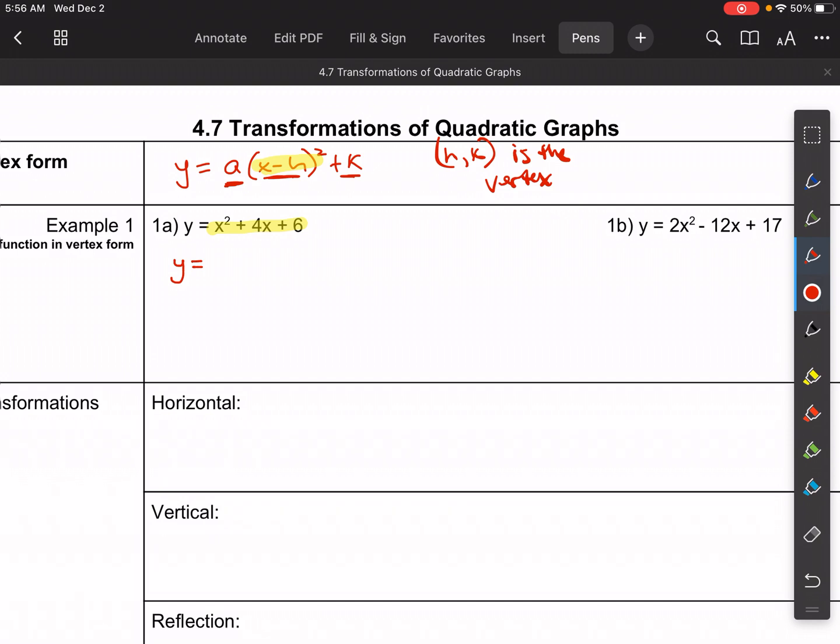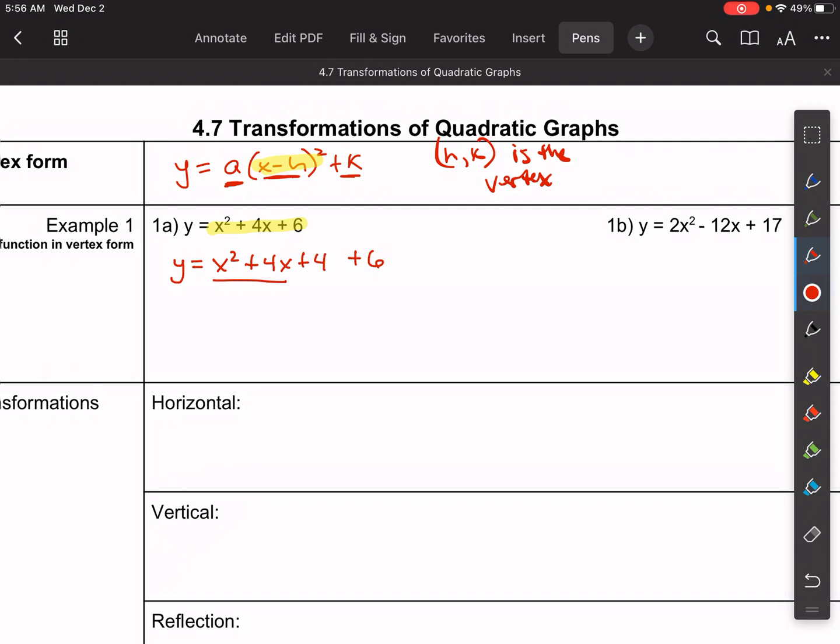y is equal to x squared plus 4x. What I'm going to do is I'm just going to move my 6 over, so that I have some room to complete the square here. So what I want to do is complete the square with these guys. Okay, so I'm going to take half of my middle term. Half of 4 is 2, and then square it. 2 squared is 4. So I'm going to add a 4 in.